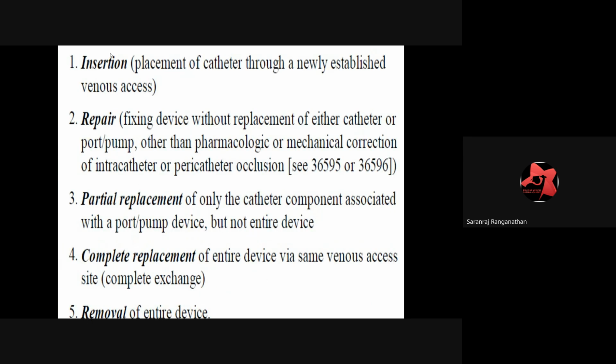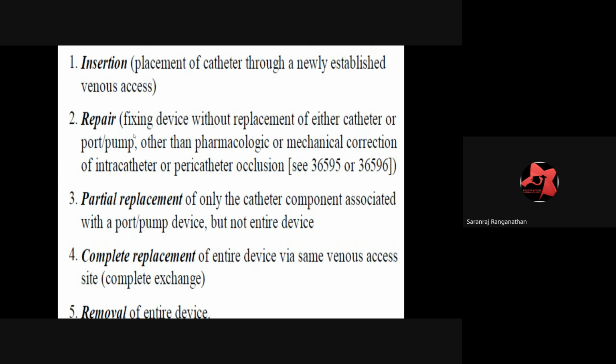Then this is a main concept for all prosthetic devices and equipment placements. This means the process happens in multiple procedures, which means insertion. You can see this is for a catheter they have given here, but not only for the catheter, for pacemaker placements or other devices placement, this whole process, insertion, will be there. So for example, placement of a catheter through a newly established venous access, that is an insertion.